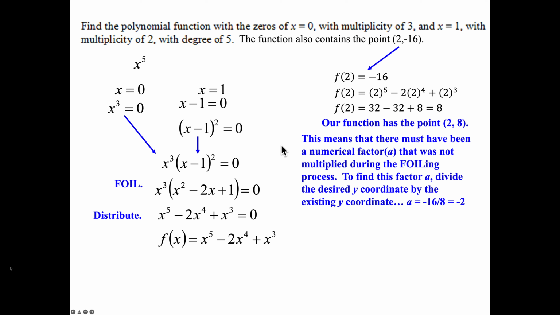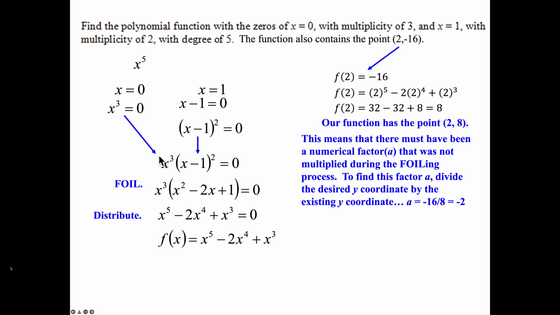So to find that factor of a, you divide the desired y coordinate, which is negative 16, by the existing y coordinate that we have found, 8. So negative 16 divided by 8 is negative 2. So negative 2 has to be multiplied to the entire function.